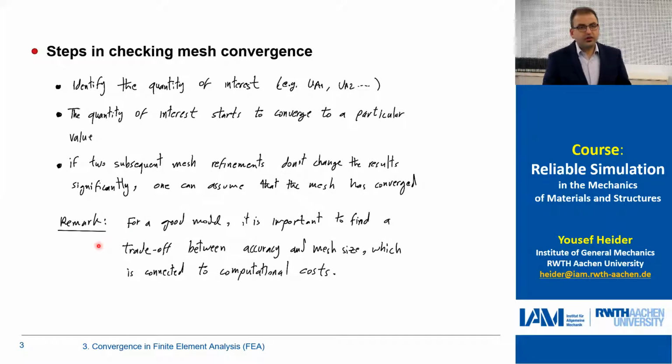As a side remark, in good models it's important to find a trade-off between the accuracy and mesh size, because by increasing the number of elements you are increasing the number of unknowns, or the number of equations which you have to solve at each time step. So this would increase the computational costs very much. However, if you reduce the number of elements, you improve the speed of computation, but this might also affect the accuracy. So we should find a balance between how fast our solution is and how accurate it is. And this is what I mean by this trade-off.